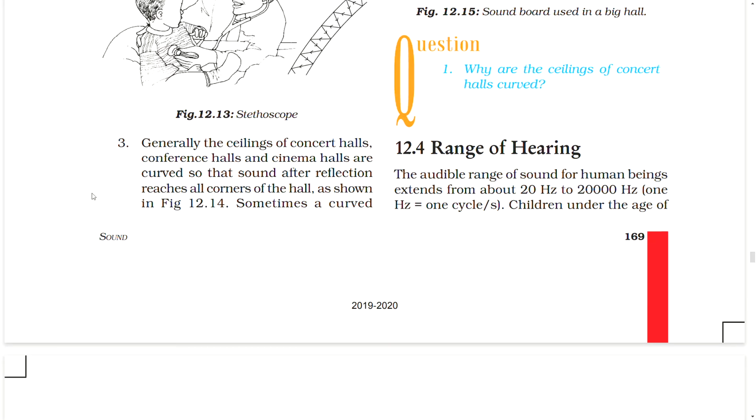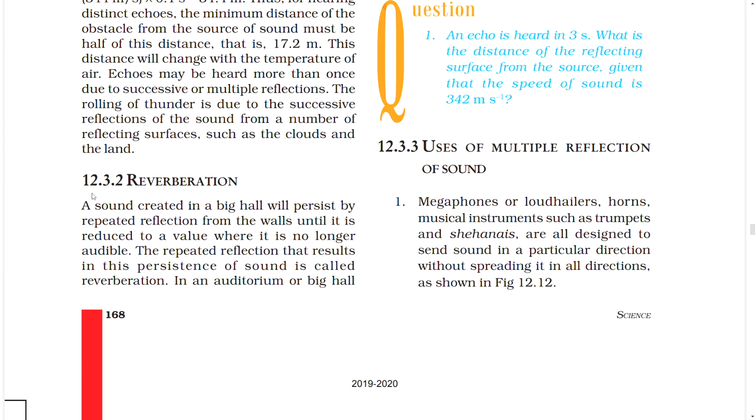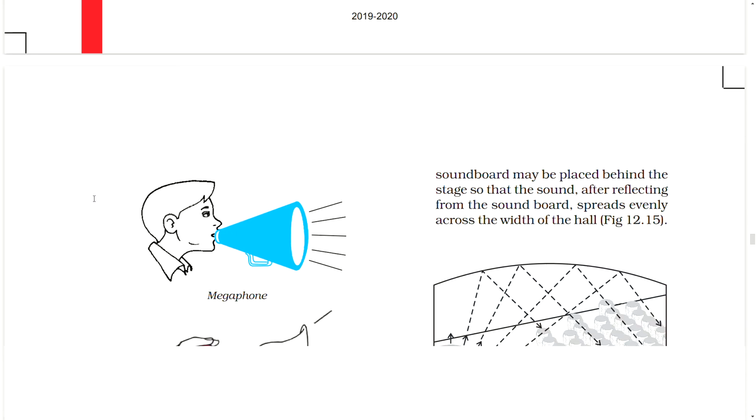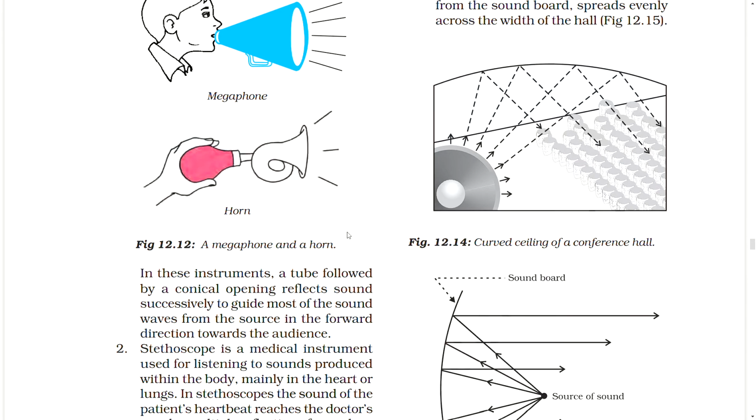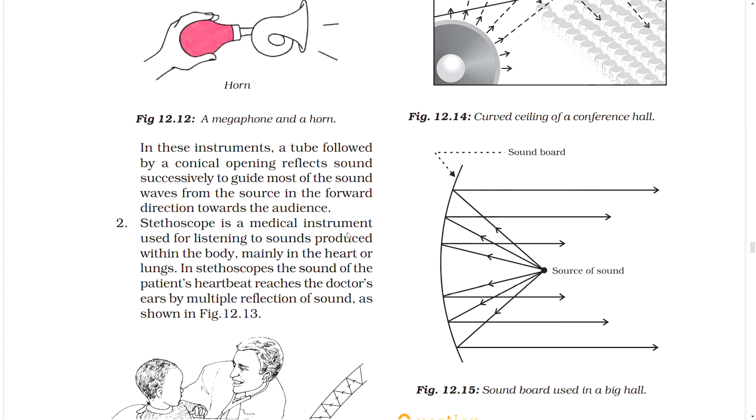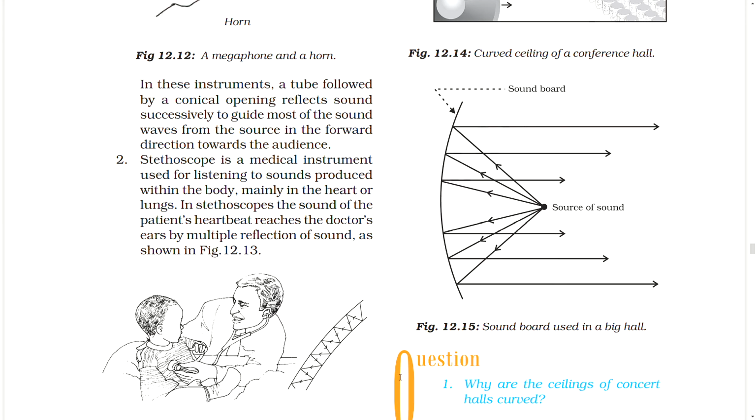3. Generally, the ceilings of concert halls, conference halls, and cinema halls are curved so that sound after reflection reaches all corners of the hall, as shown in the figure. Sometimes a curved soundboard may be placed behind the stage so that the sound, after reflecting from the soundboard, spreads evenly across the width of the hall. Figure: curved ceiling of a conference hall. Soundboard, source of sound. Figure: soundboard used in a big hall.